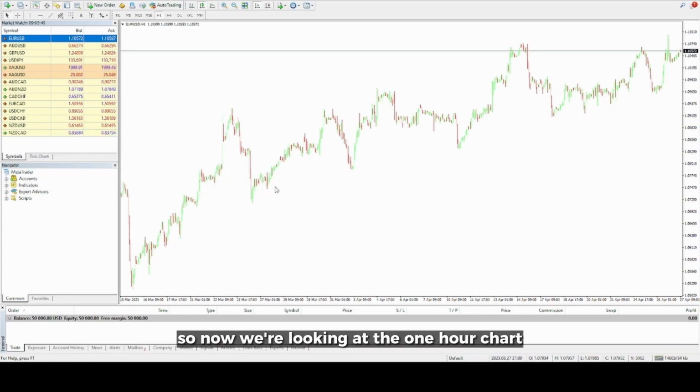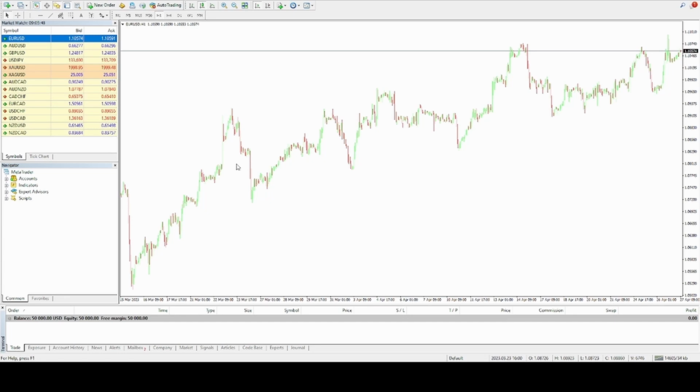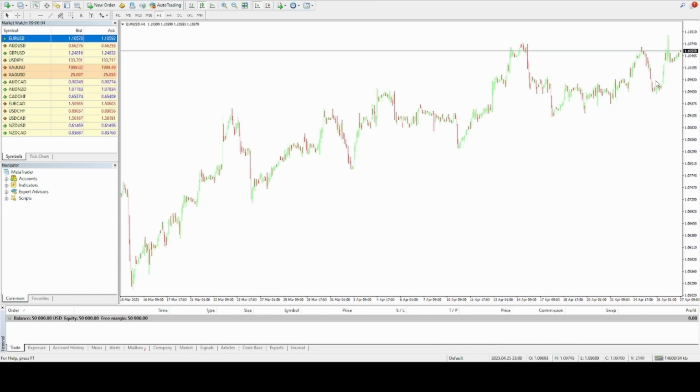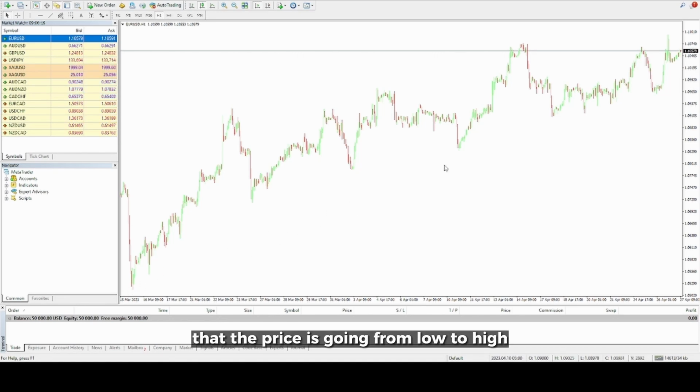So now we're looking at the 1 hour chart. Now, there's one thing that is jumping out at me and it's becoming so obvious. If I look from the left hand side of the chart to the right hand side of the chart, it's very clear to me. I don't have to be a veteran chartist or a technical analyst or use any of these fancy terms to tell me or to show me that the price is going from low to high, from low going higher.